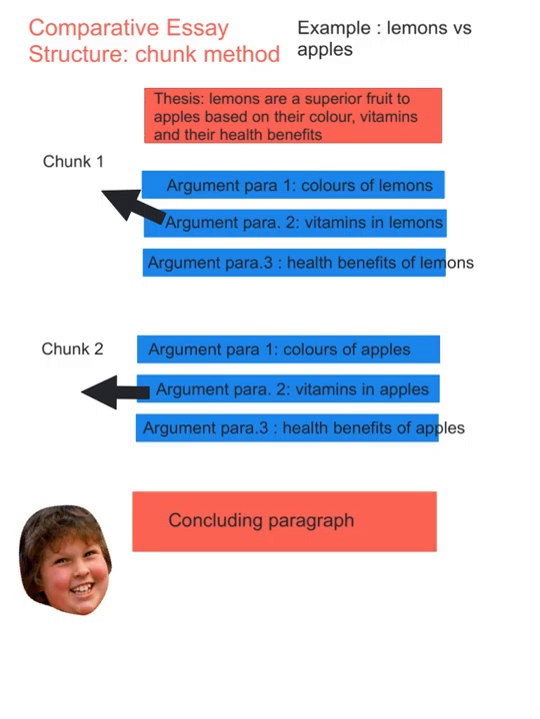To help you understand, we're going to use the example of lemons versus apples. So let's say this was our topic and we were going to use the chunk method. Which is better, lemons versus apples? So here I have my thesis.